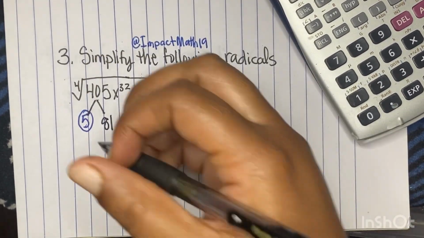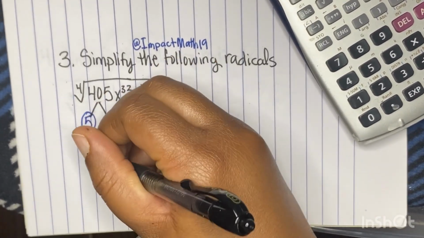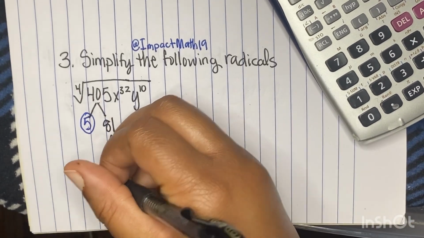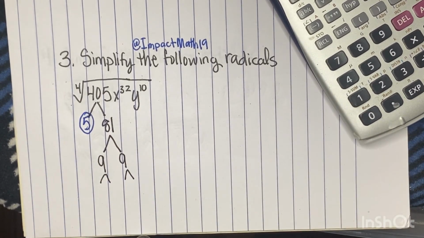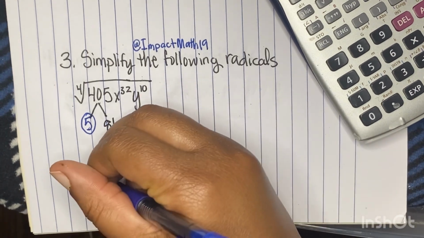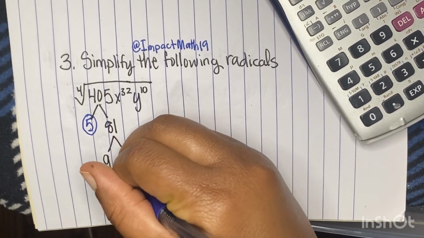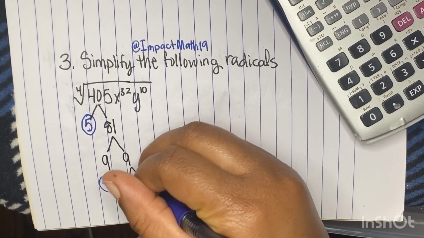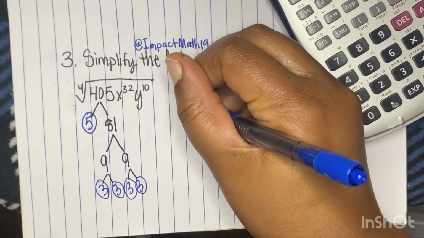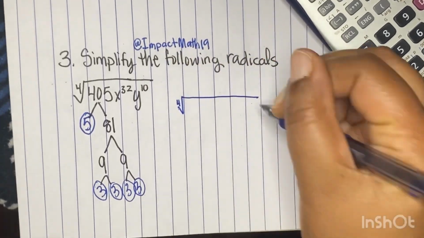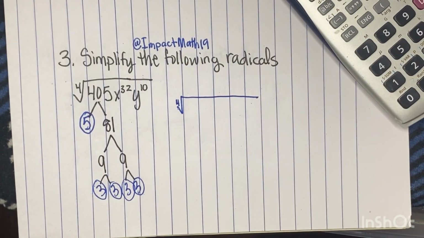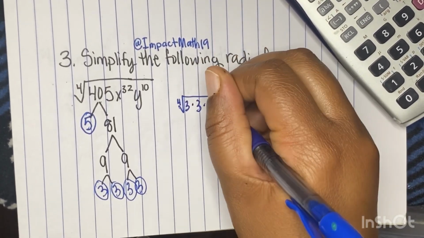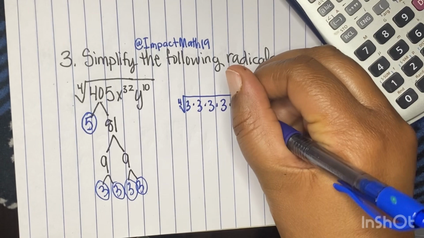And then what times what gives us 81? Well, 9 times 9 does. And then we ask ourselves what times what gives us 9? Well, 3 times 3 gives us 9. And we could circle those because those are prime. And 3 times 3 here. Okay. So we're going to have the 4th root. And we're going to have 3 times 3 times 3 times 3 times 3 times 5.